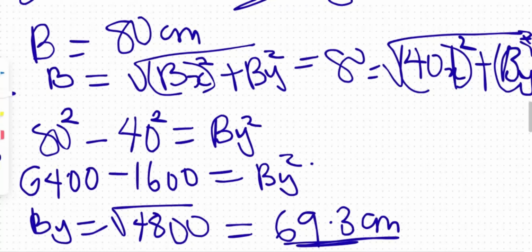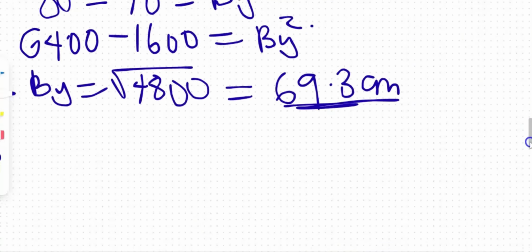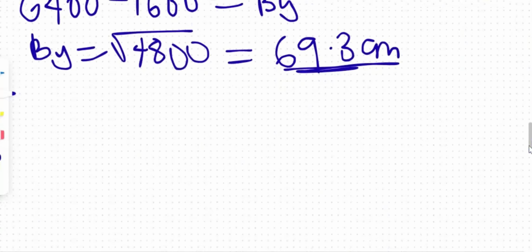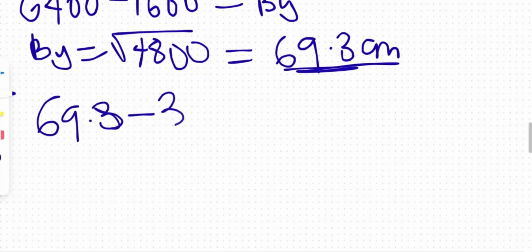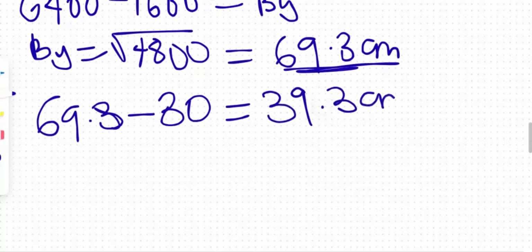But now, since the ant has already moved 30 centimeter initially, how much further does it have to increase its step to get to the 69.3? So it will be 69.3 minus 30 centimeter, and that will yield 39.3 centimeter. That is, for the ant to get to 69.3 centimeter, it has to increase the step by 39.3 centimeter.